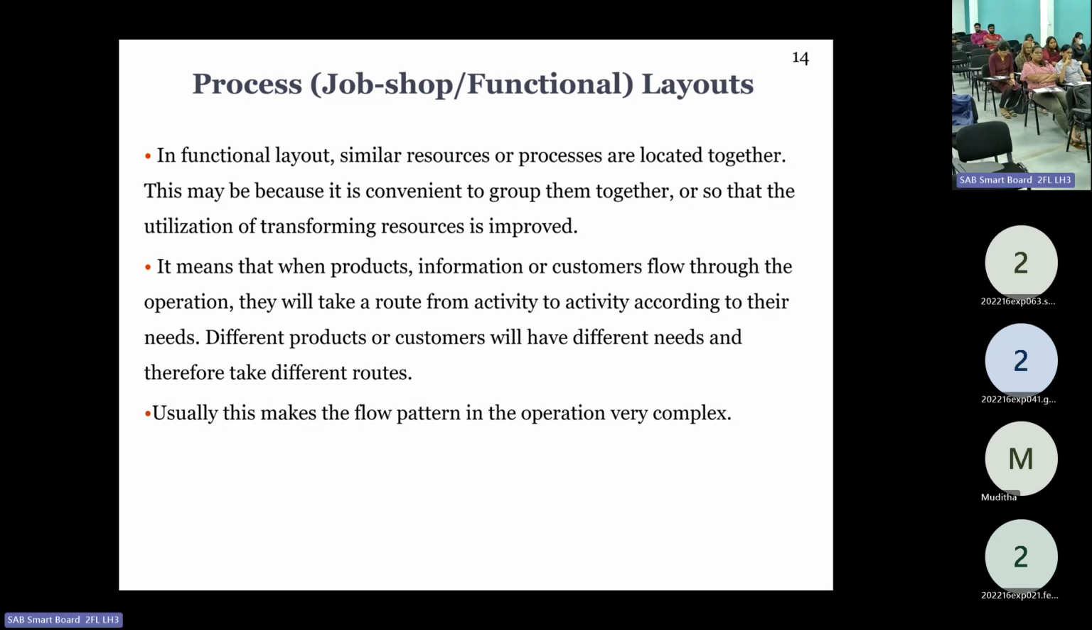I don't know whether you understand. Orders or products having different processing requirements may go through different processes, different routes. Different products will have different needs, and then they take different routes. Usually, this makes the flow pattern in functional layouts very complex.